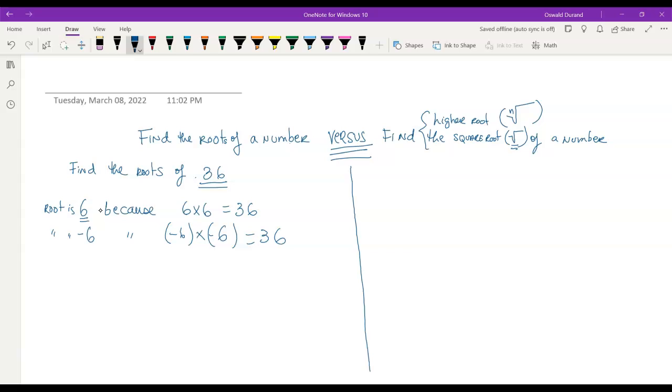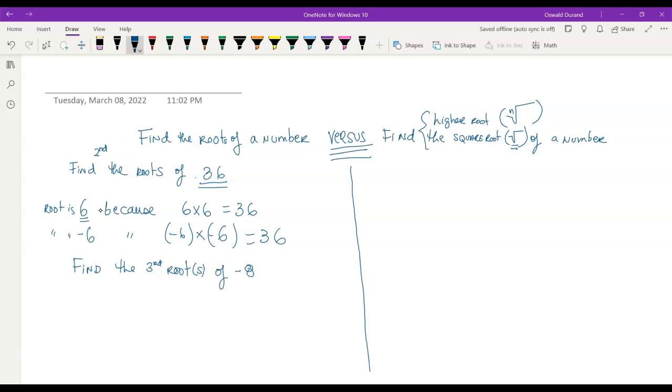And actually, I want to be more specific. Here we're trying to find the second root, right? So find the second root because 6 times 6 is 36. If we were talking about find the third root, right? Or third root, the roots, if any, of 8, and I'm just going to put -8.